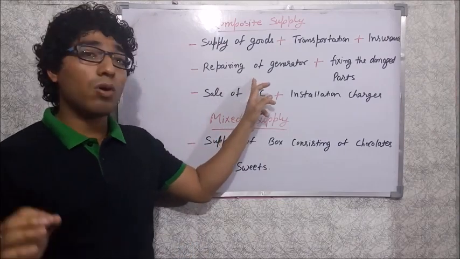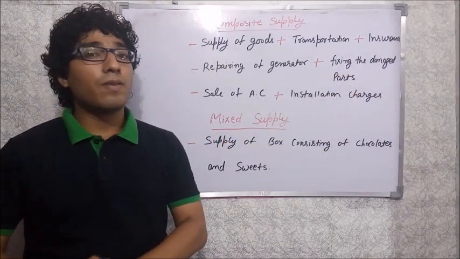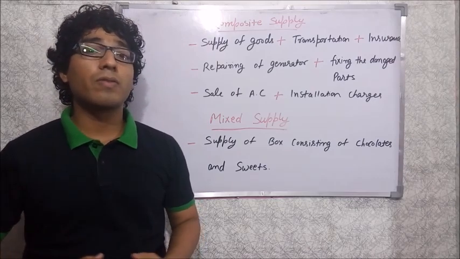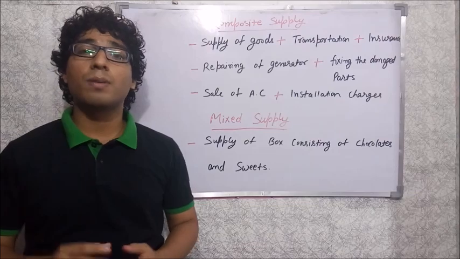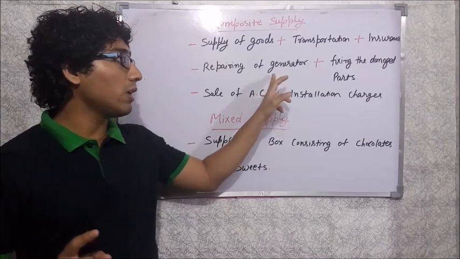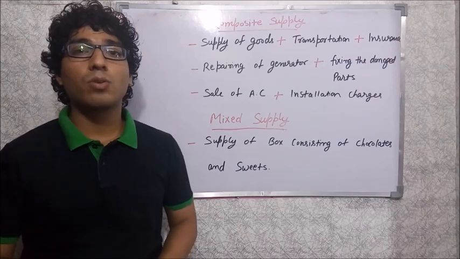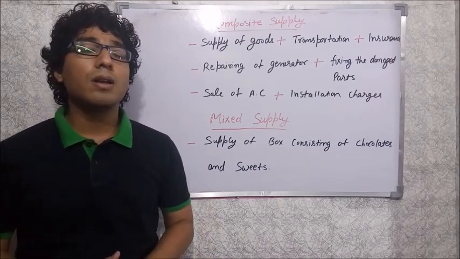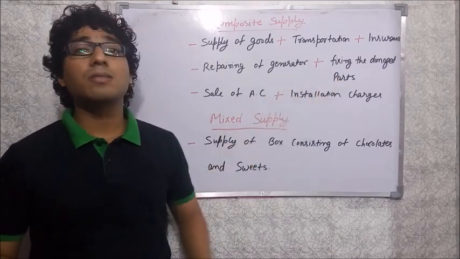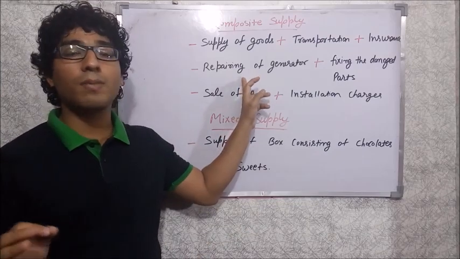The next one is the repairing of a generator plus fixing the damaged part. Suppose someone sends you a generator for repairing, and in the course of repairing, some parts have been damaged, so you replace that part. In this there are two things: first, a service of repairing, and second, the supply of goods, which is the damaged part. In this case that will also be a composite supply, because the two supplies of goods and services are bundled naturally, and the principal supply would be the supply of service, which is the repairing service.